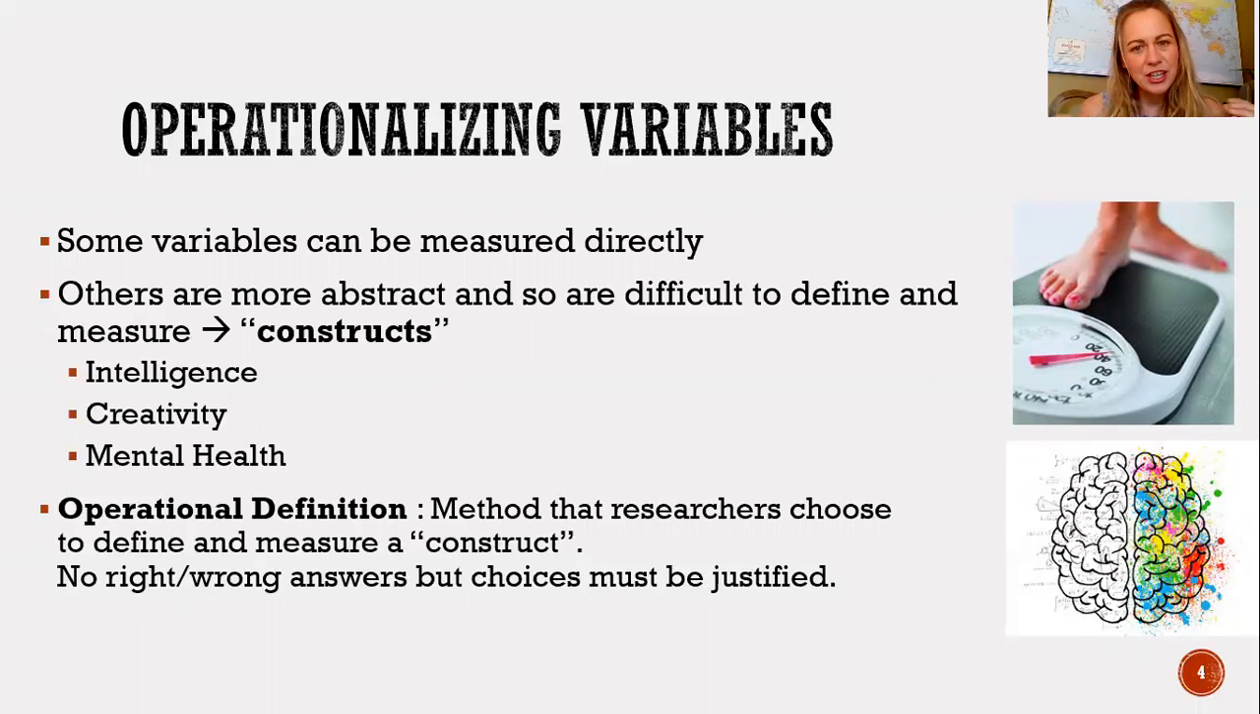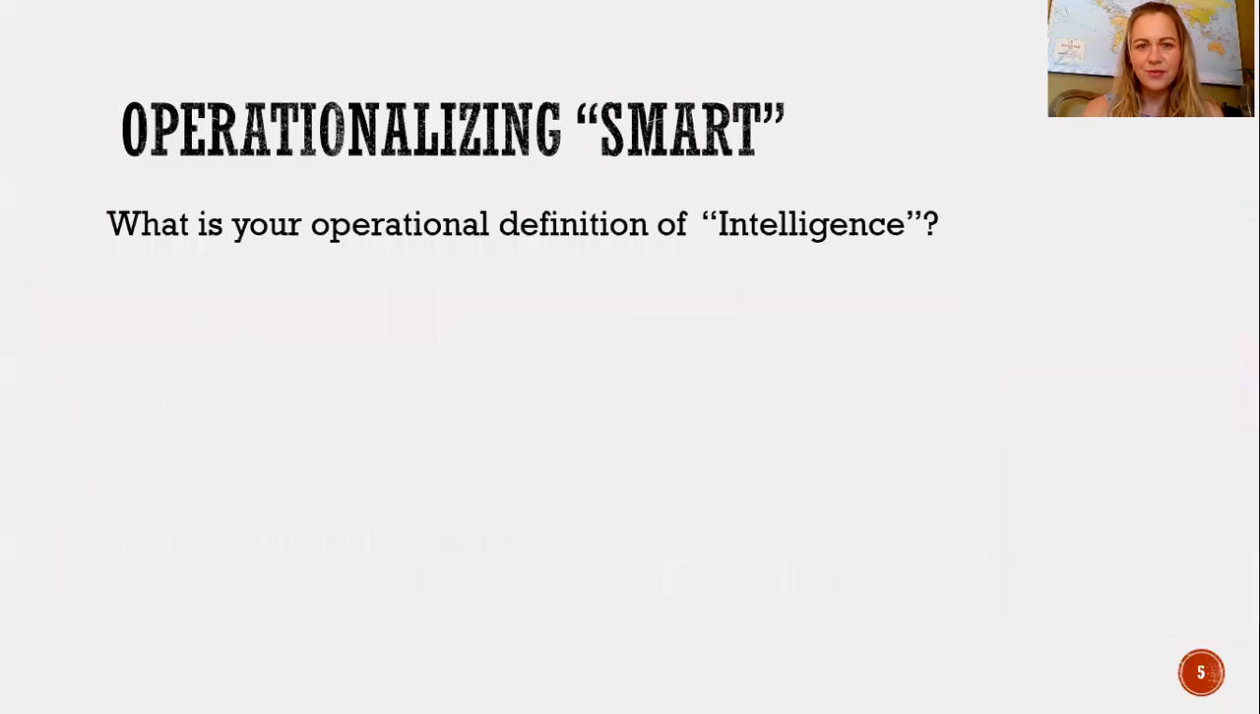Because they have to be measured indirectly, it's up to the researcher to decide how they want to define them and measure them. We call these operational definitions. There's no right or wrong answer here, but the choices that you make as a researcher have to be justified. And when you're reading a study, you can ask yourself whether you agree with those choices.